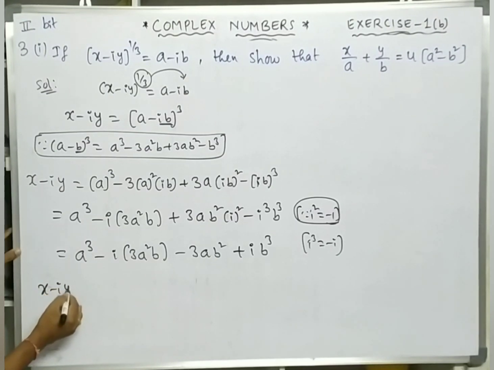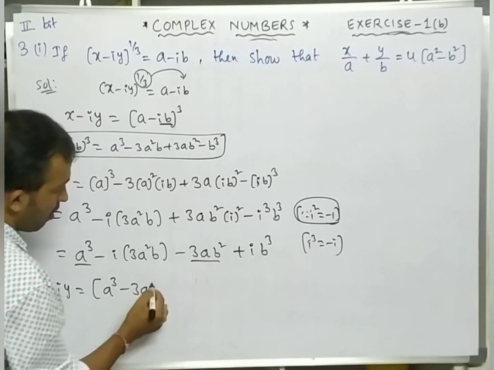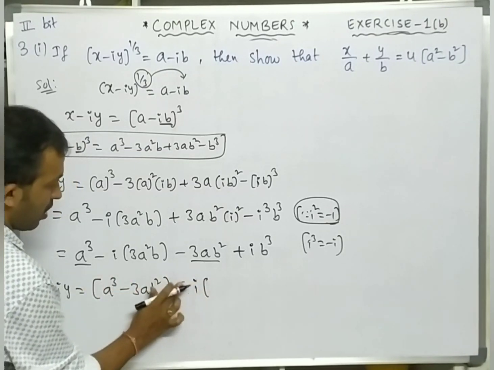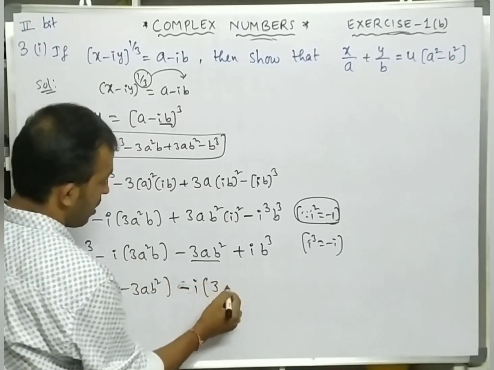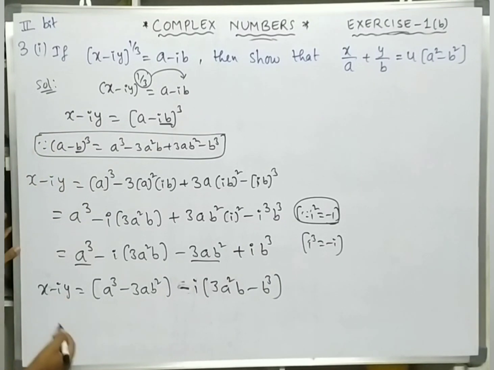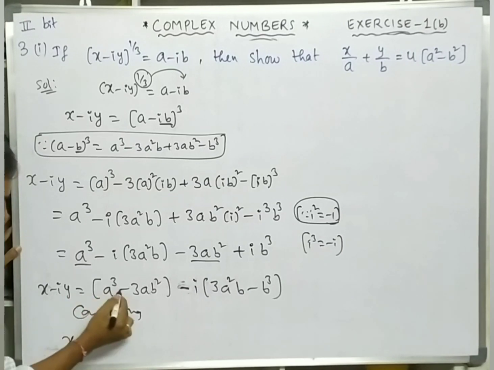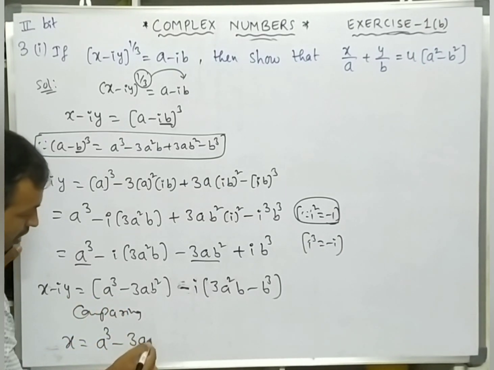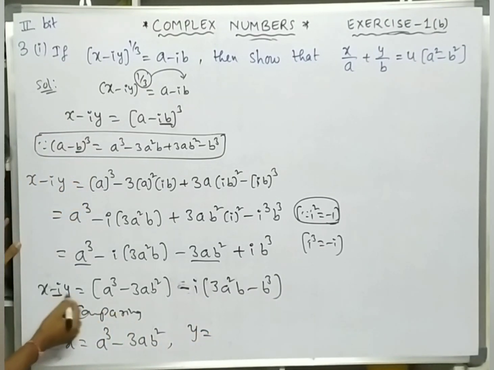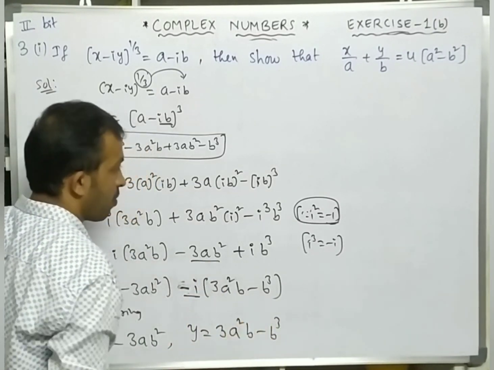So finally here x minus iy is equal to a cube minus 3ab square, and taking minus i as common, what is remaining? 3a square b minus b cube. Now comparing on both sides, you will get x equals a cube minus 3ab square, and y is equal to 3a square b minus b cube. Right?